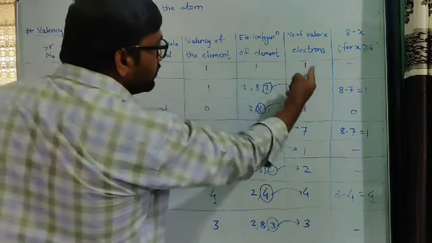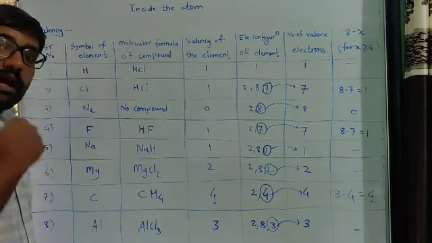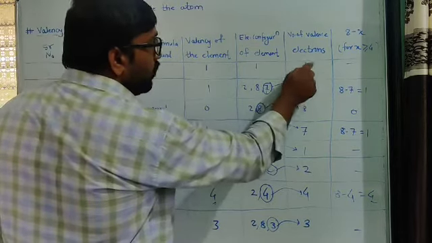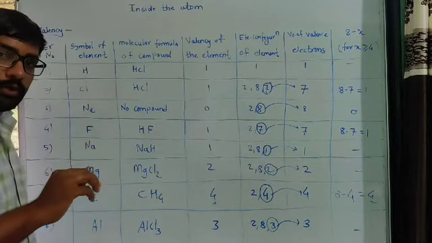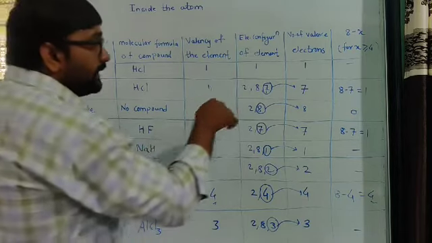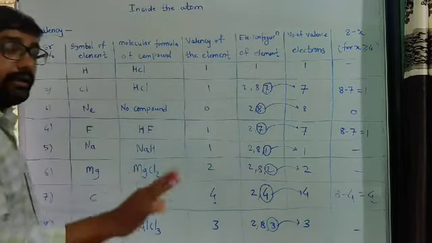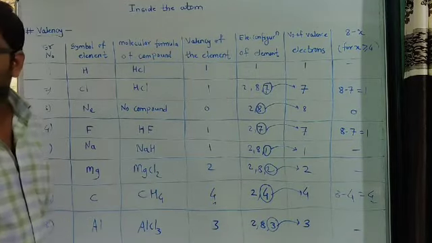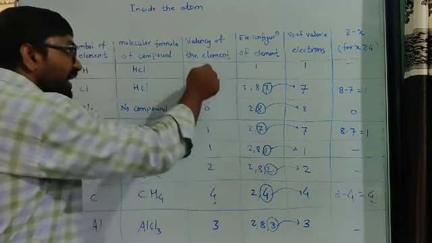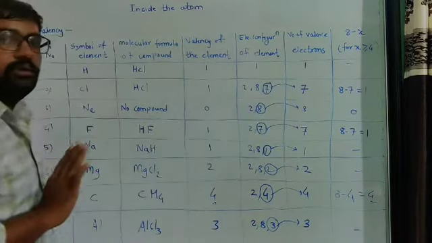Look at the number of valence electrons in hydrogen. Valence electron means the outermost shell electron, so in the case of hydrogen only one electron is there, which is less than 3. According to the rule, if valence electrons are less than 3, then that number itself is the valency of that element. The valence electron is 1, so the valency is also 1.